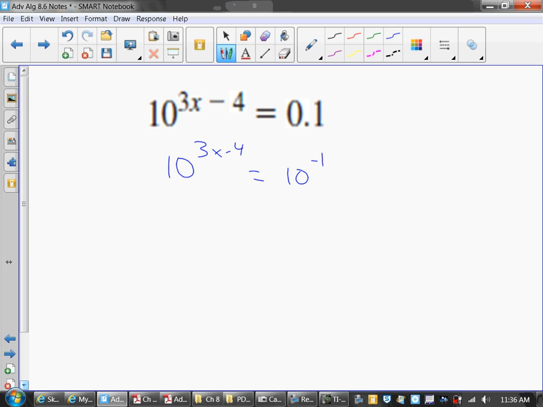Good idea. Let me see what I did. Isn't this the same thing as this? Yeah, it's if you guys took the log of both sides, right? You did 3x minus 4 is the log of 0.1. If I got the same answers, I'm going to get.